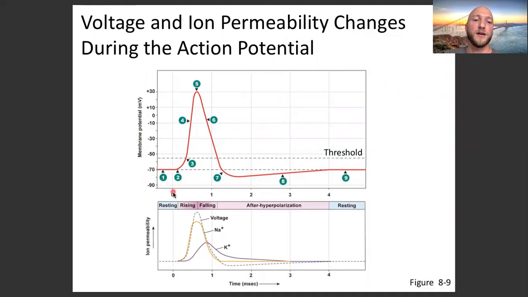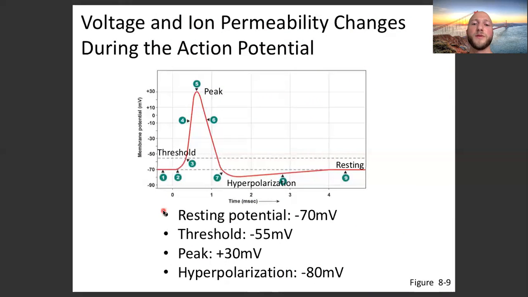So right here again, you can see this characteristic action potential voltage, and it compares it with ion permeability to different ions. You can see sodium rushes in. Right when sodium stops rushing in is right when potassium starts rushing out. And then we get back to this equilibrium phase. So resting membrane potential, -70. I do want you to know all these numbers. It's easy to ask test questions on them. Threshold is -55, peak is 30, hyperpolarization is around -80. That's where it drops down. It overshoots the resting before it comes back to equilibrium.